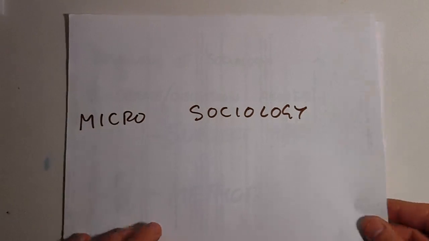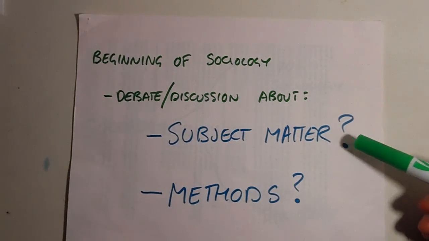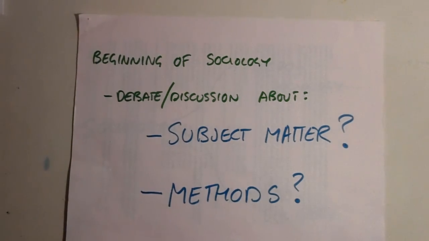Since the beginning of sociology, there's been debate and discussion about what sociology is. This debate has focused on two aspects. What is the subject matter of sociology, and what are the proper methods for studying sociology?